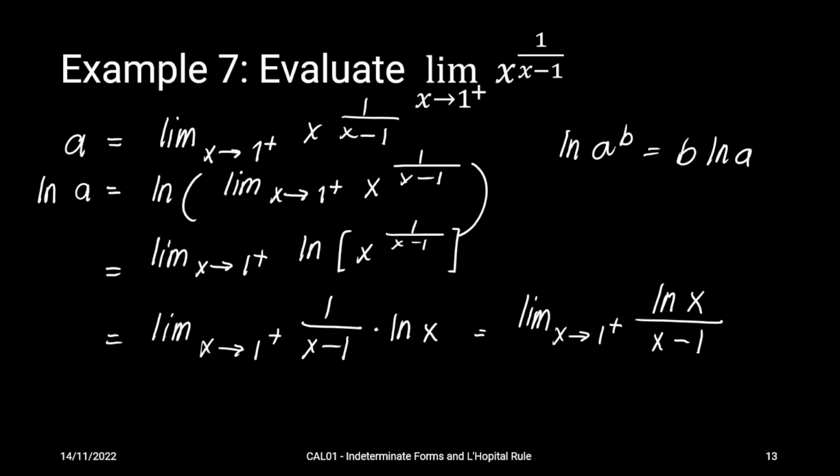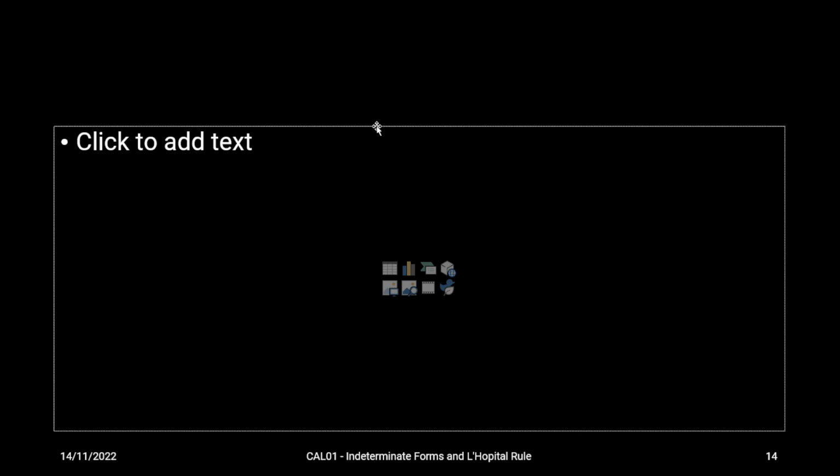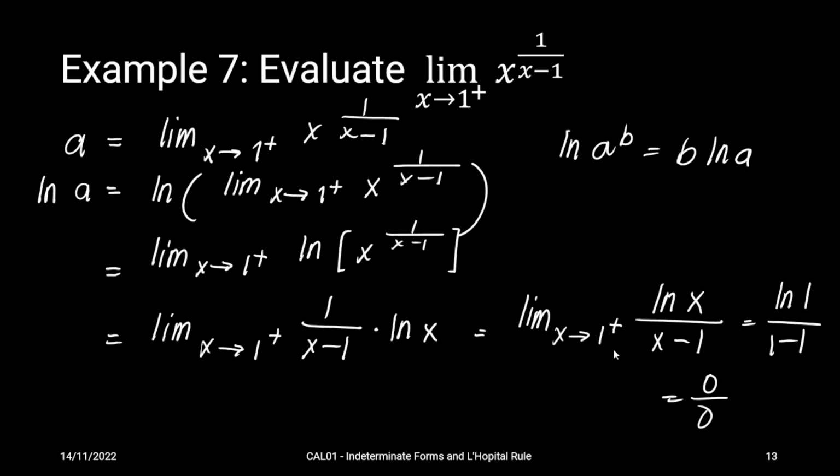So, let's apply, no? So, huwag nyo muna pansinin yung ln a, basta alam natin na ln a yung dulo. So, this will be ln of 1 over 1 minus 1. ln of 1 is 0. Over 1 minus 1 is 0. So, we have an indeterminate form. So, ayan. Let's apply L'Hopital's rule for this limit.